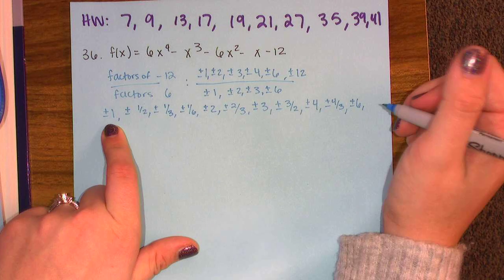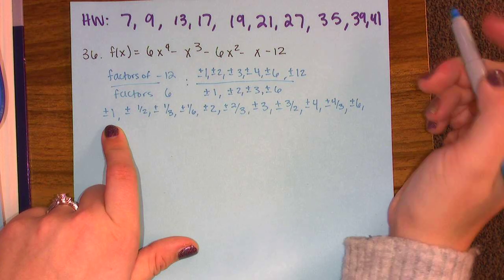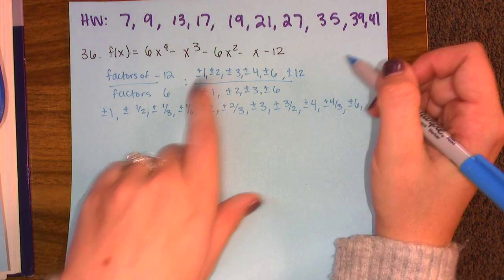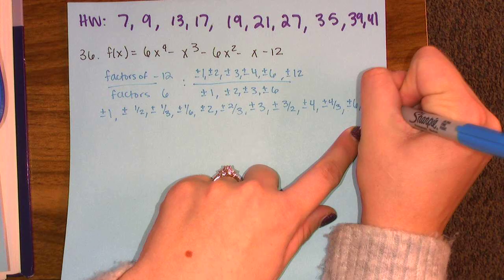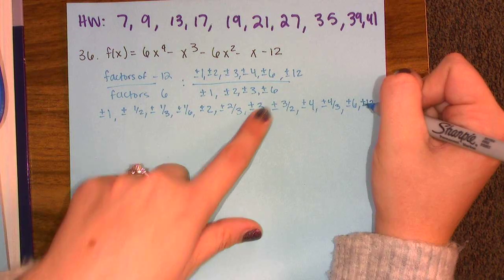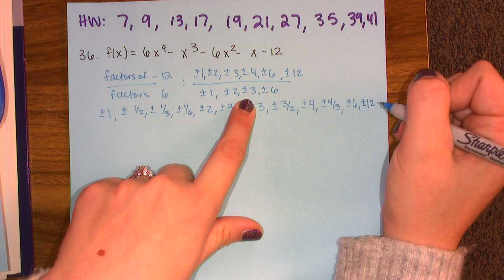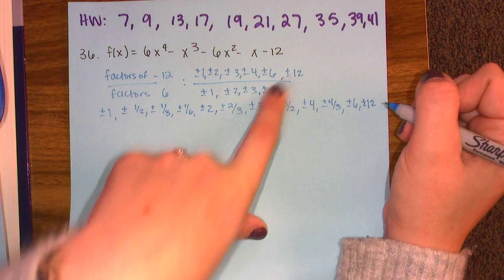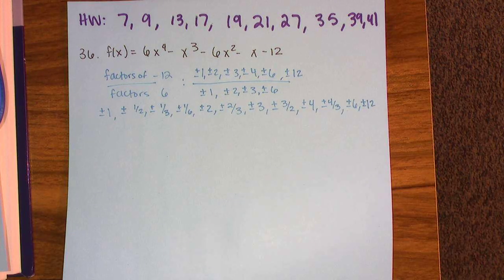So as you go, you are not going to have as many. 12 over 1, still need it. 12 over 2 is 6, already done. 12 over 3 is 4, already done. 12 over 6 is 2, already done. So there's all my possible factors. I know we're going through this kind of fast.